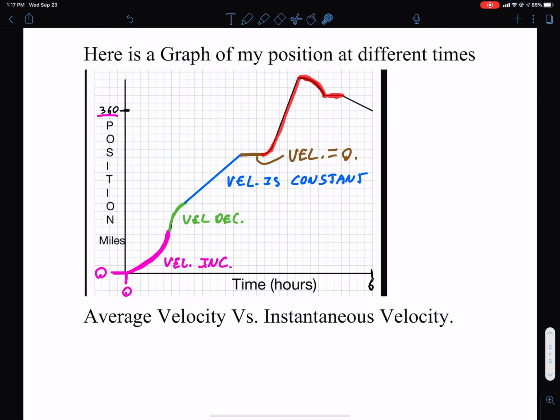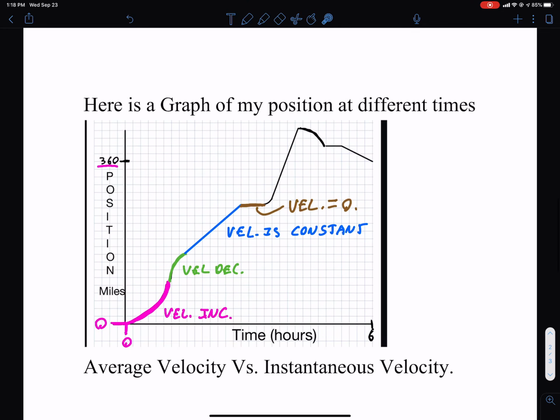Here, I stopped again. I probably got confused. I looked at the map or something. And then here, I drove backwards. And I stop here in Mammoth at 360 miles away. So that's kind of how to read this chart. You need to kind of sit there and think about that and make it click. I know the first time you see this, it kind of blows your mind a bit.